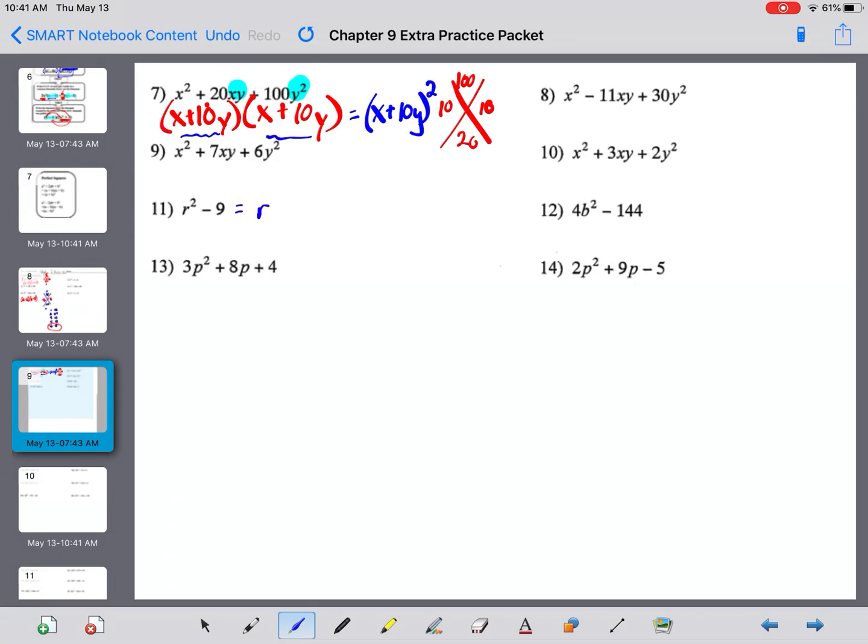Back to number 11, shiny things. You could write this like this. It's equivalent. There are 0 r's. There's no r's. They didn't list that. So you could factor this with a diamond, thinking I'm trying to multiply to negative 9 and add to 0. Or you could do the difference of squares technique.